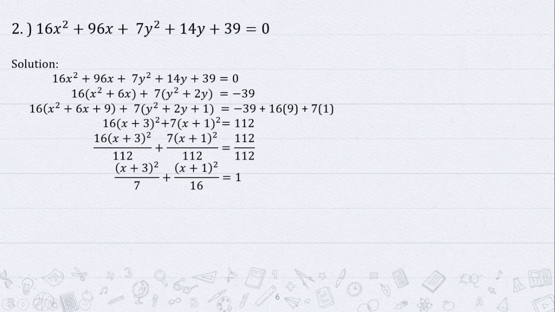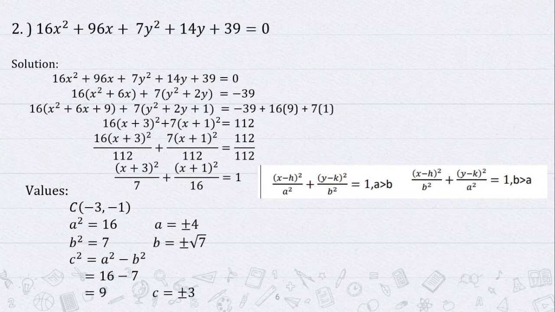There is actually a shortcut here. The leading coefficient of the first term will be the denominator of the second term. In this case, it is 16. While the leading coefficient of the second term will be the denominator of the first term, which is 7. With this standard form, we can now get our values.